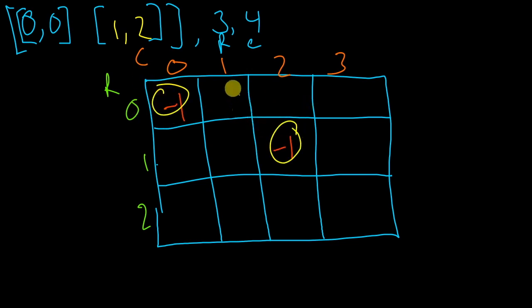And then we also have to numerically represent these other spaces here, right? They're going to be a numerical value that represents how many bombs it has, how many cells away.